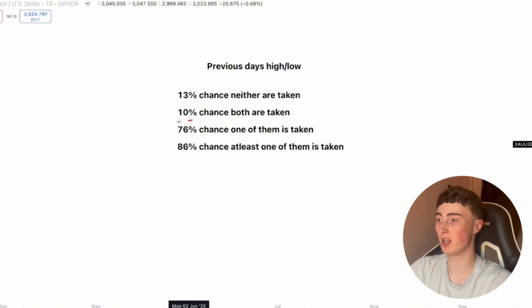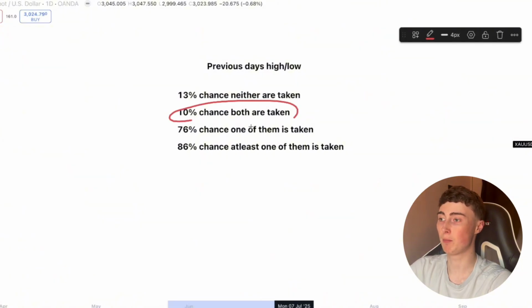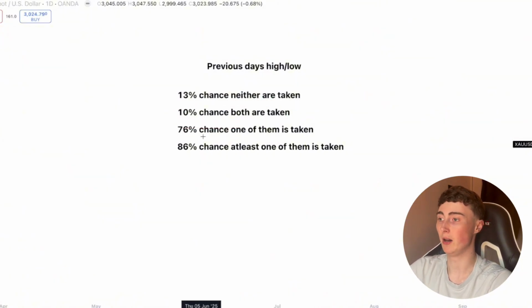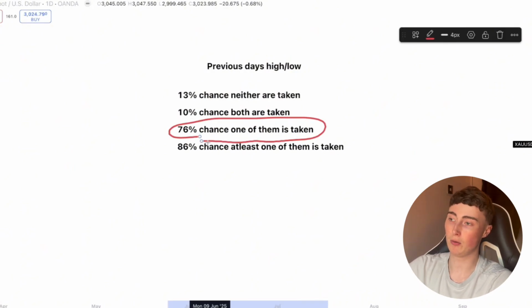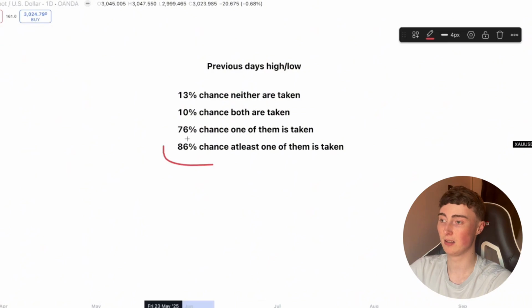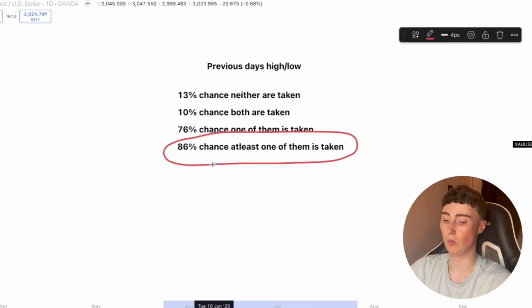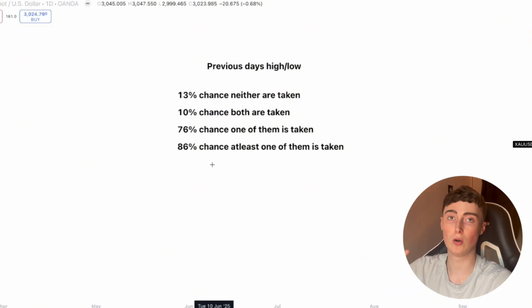So these numbers here for both were separate to the examples there where one of them gets taken, right? So I can combine them both together, and that will give you the stat of 86% of the time previous day's high or previous day's low will get taken. And again, I urge you to go and check if these numbers are consistent with your own research.